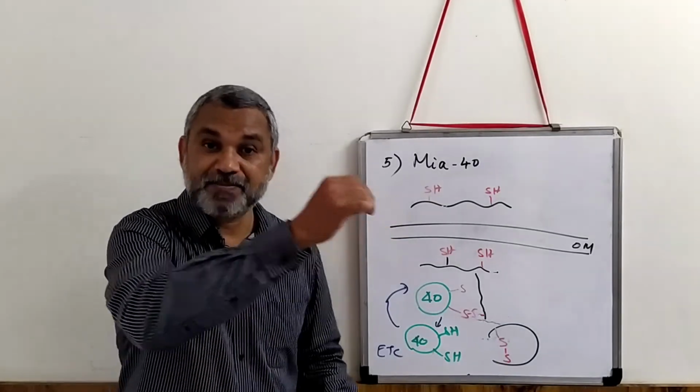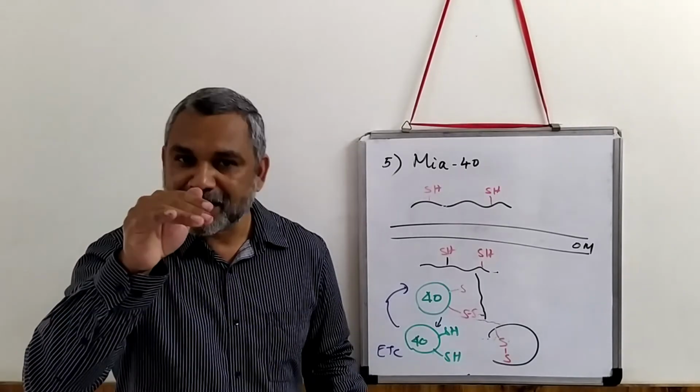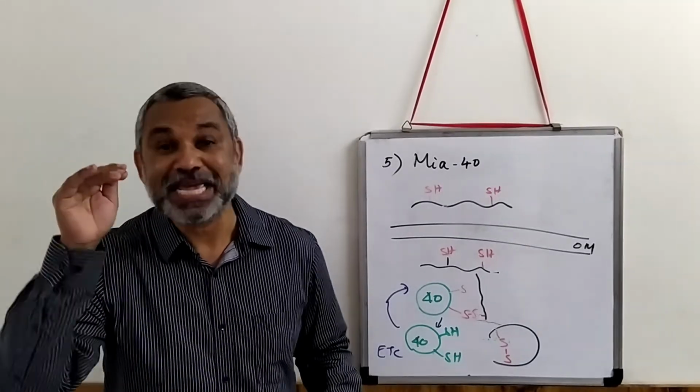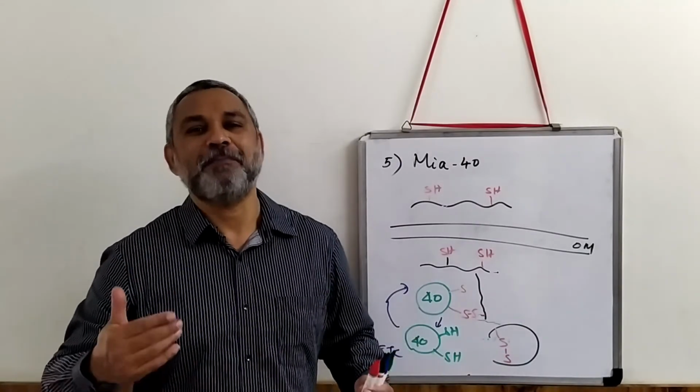So these are the 5 ways by which proteins are integrated, bringing them from the cytoplasmic side inside, then integrating them into the inner membrane space or in the inner membrane. So we have looked elaborately at different mechanisms.